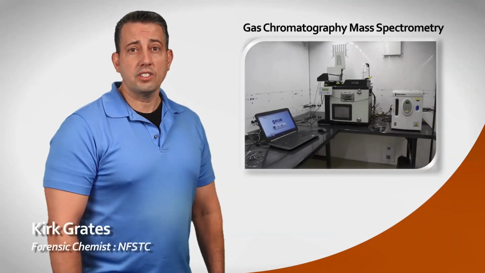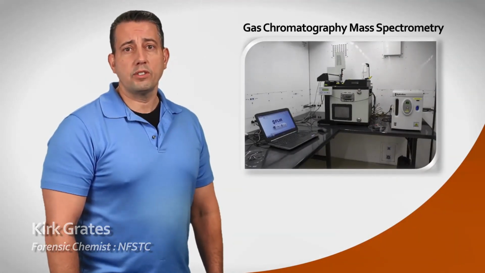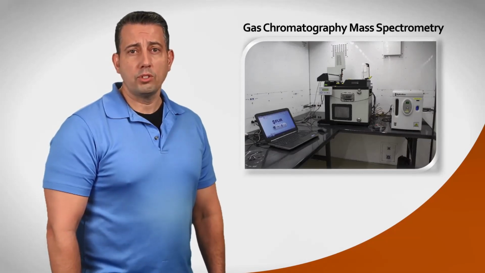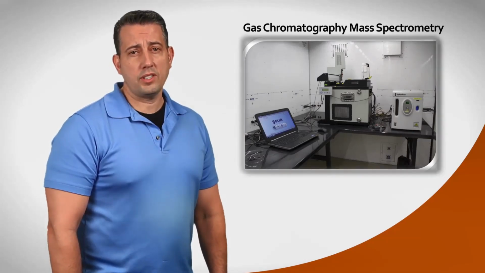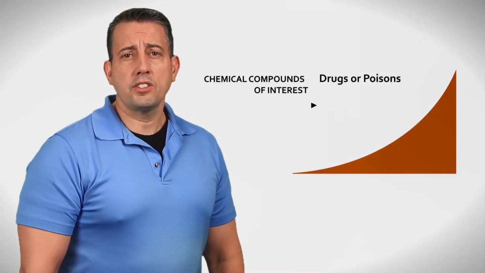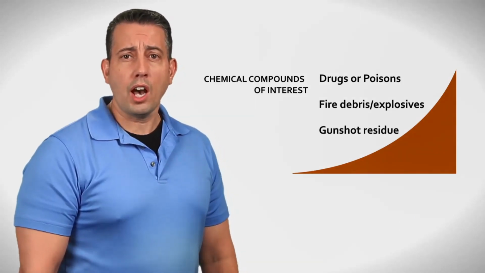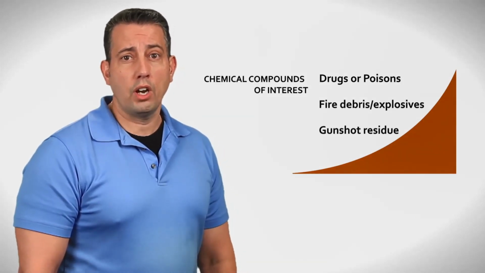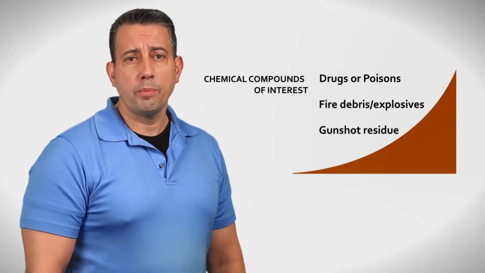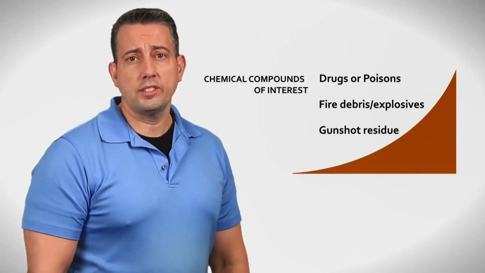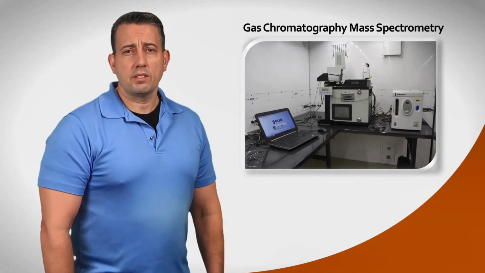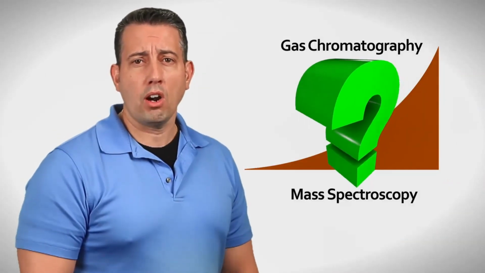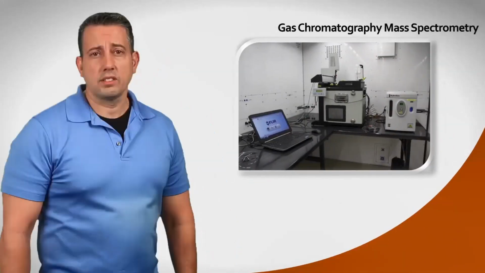GCMS is an analytical technique used in a variety of different forensic disciplines. For example, drug chemistry, toxicology, and trace chemistry. A chemical analyzer is used to detect and identify chemical compounds of interest, which can include drugs, poisons, fire debris, explosives, or gunshot residue. But what exactly is GCMS, and how does it work? This video will briefly explain what both are and how they are applied in forensic science.